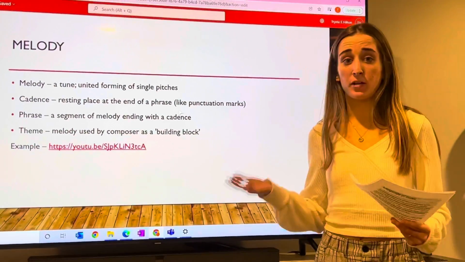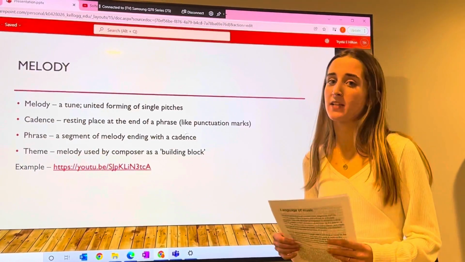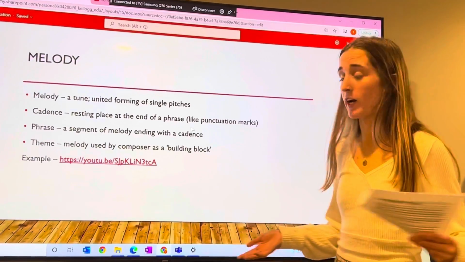That was a basic and familiar melody to many people because it has that familiar tune that you've probably heard a lot as a child.